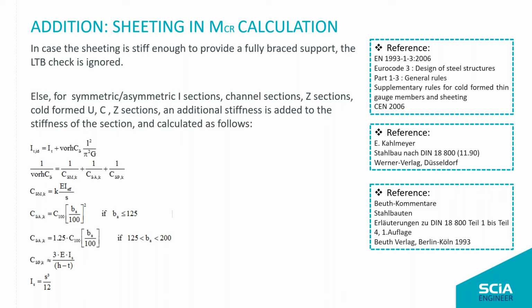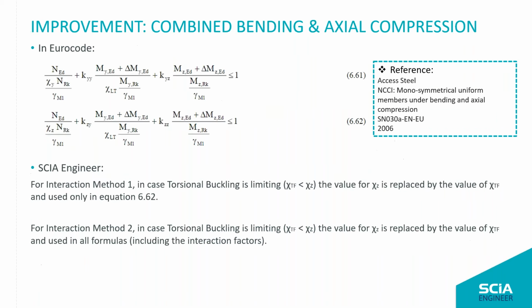A second way is that it is not stiff enough, but it still provides us some stiffness. And then we will add this stiffness to the torsional stiffness of the section, inside the calculation of M-critical: higher stiffness, so higher M-critical and a better performing member. We actually reference the Eurocode here. It is used for the calculation of the stiffness of the sheeting. And then the other reference talks to us about how we incorporate it into the M-critical calculation itself.